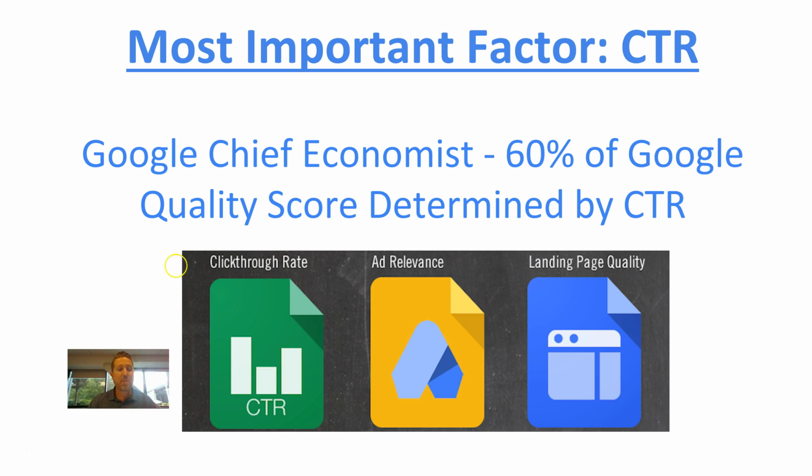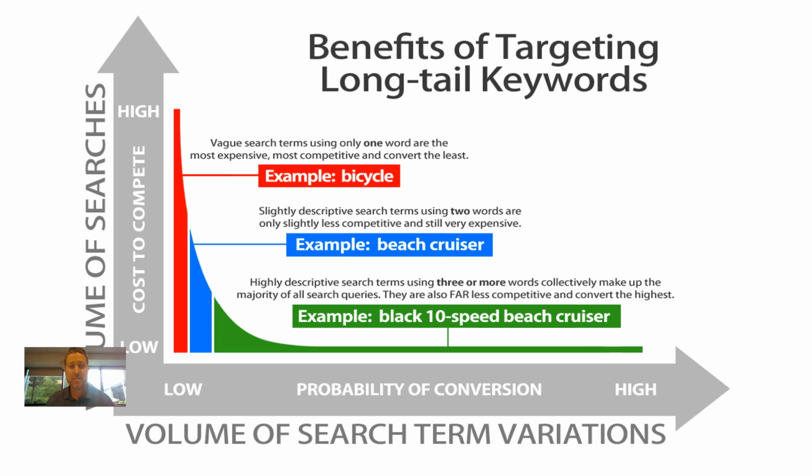So something really important to consider, Google's chief economist said that 60% of Google's quality score is actually determined by CTR, click-through rate. So what that means is they're weighting the quality or the relevancy of your ad really, really heavy over how much you're actually spending for the ad. That's why, if you want to get ranked high, you've got to play by the rules. And what Google really wants you to do is make sure that your ad is relevant.